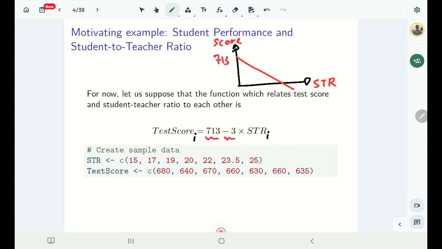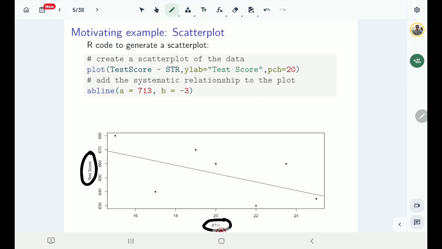Suppose we have a sample data. We create 2 vectors. One is for STR and the second for test scores. You see, that is the way to create vectors in R. You basically put c and then the values, you close the parentheses, and that's all. That is the way to create vectors. Anyway, let's move on. So here we have the R code to plot everything.